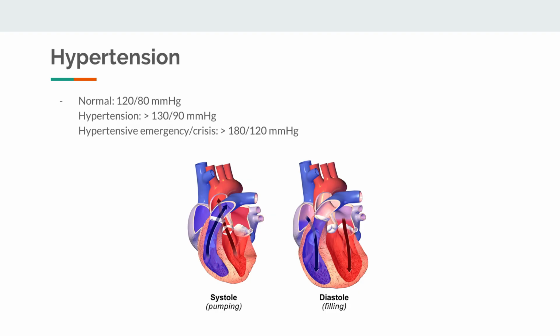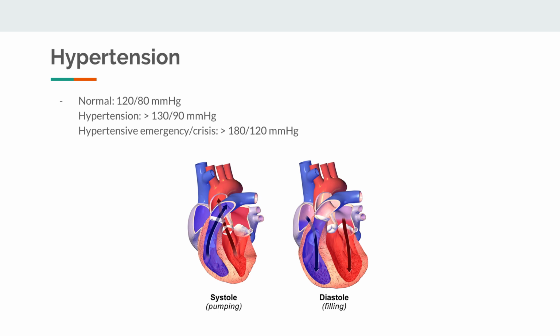Let's start with talking about hypertension or high blood pressure. Systolic pressure is the number measured when the heart squeezes, and diastolic pressure is the number measured when the heart relaxes. When written out, systolic is the top number and diastolic is the bottom number. Normal blood pressure is considered to be somewhere around 120/80, and hypertension is defined as pressure greater than 130/90. Pressures over 180/120 are considered to be a hypertensive emergency or a hypertensive crisis.